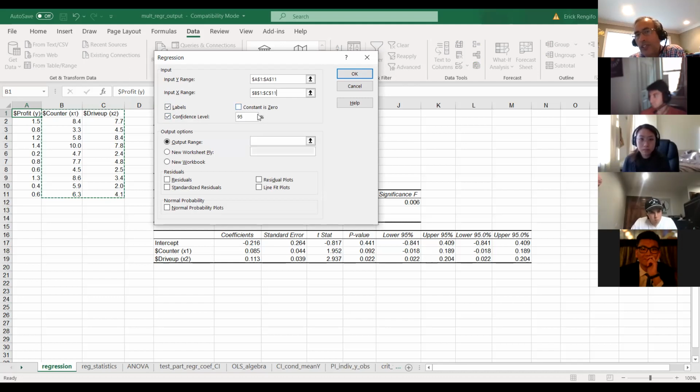The confidence level, you can change this confidence level. So for example, this one here, you see the third one, guys, the 0.092. If I decrease this to 90%, so my significance level is going to be 10%, what do you think is going to happen here? Are we going to fail to reject, or are we going to reject?